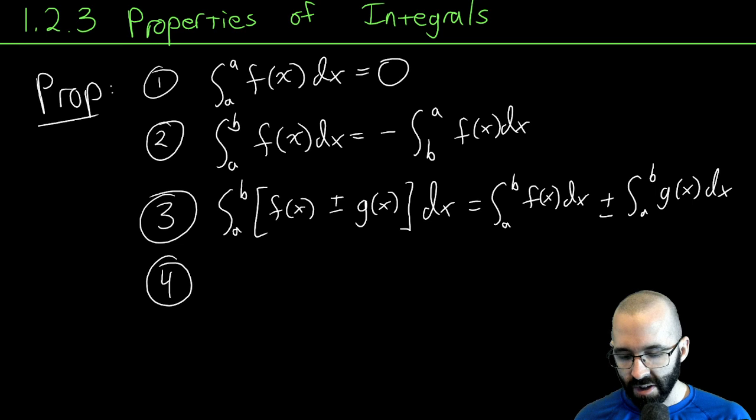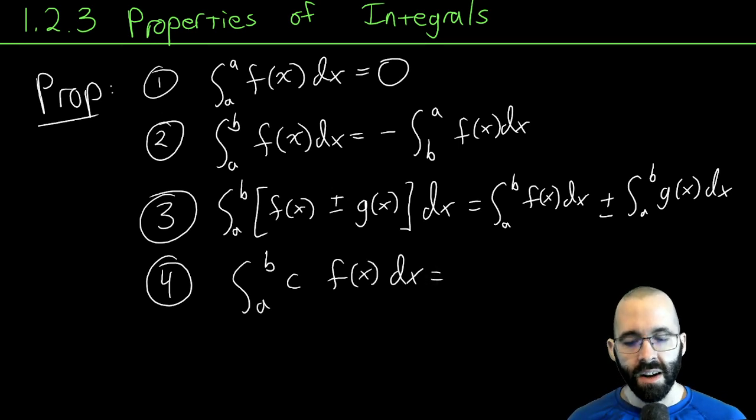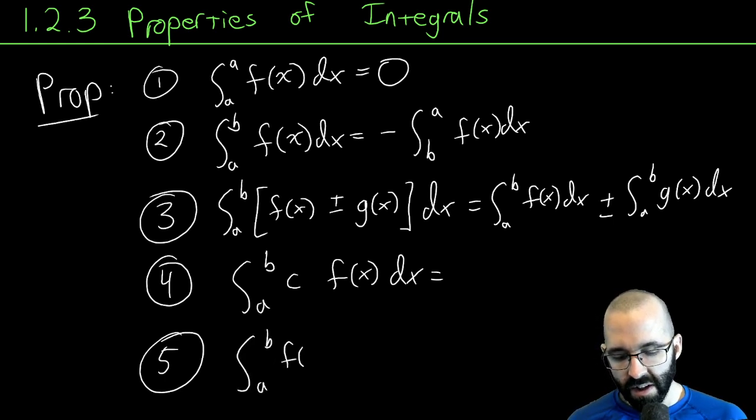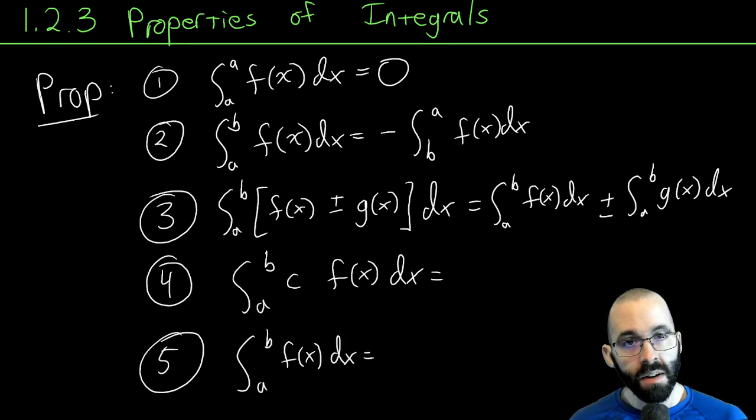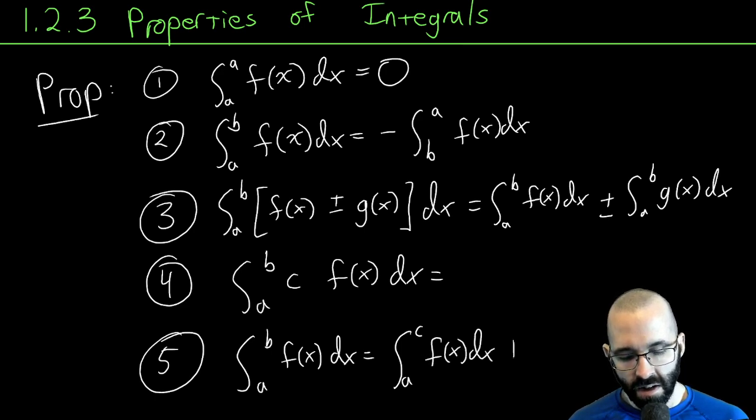All right, the next one should also look familiar. The integral of some constant times a function. What do you think we can do with that constant? I'm going to leave it blank for a second. Number 5. The integral from a to b of some function can be split up. It's the integral from a to c of that function plus the integral from c to b of that function.